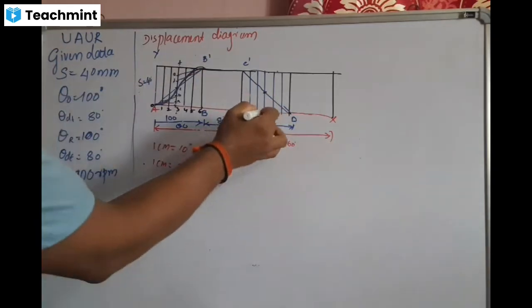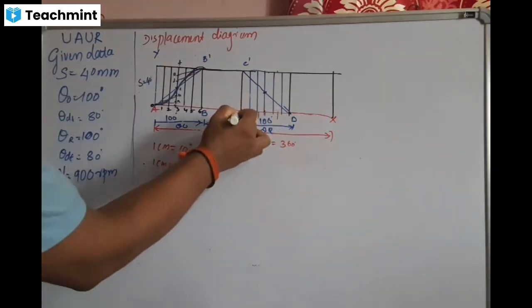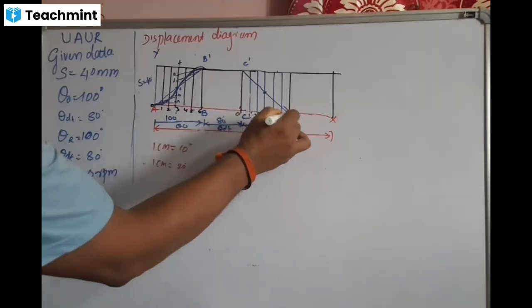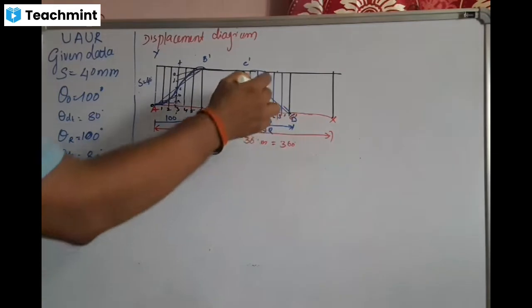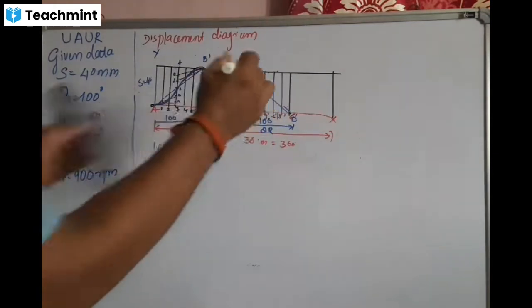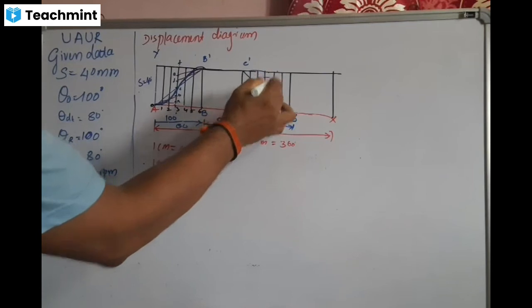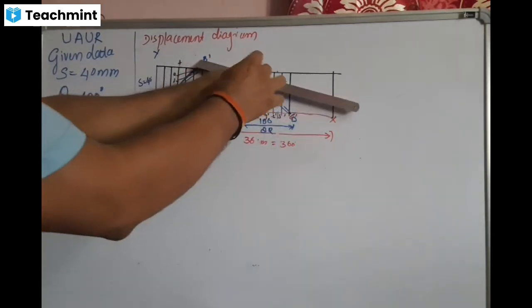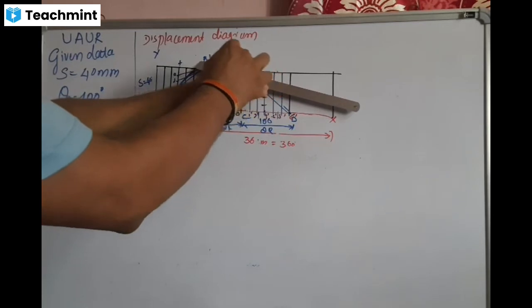Now divide this line again here. 1 dash, 2 dash, 3 dash, 4 dash, 5 dash, 6 dash. Okay. Now 3 dash line has to be divided into 6 number of parts. Okay, let us divide here. Now you just join here.